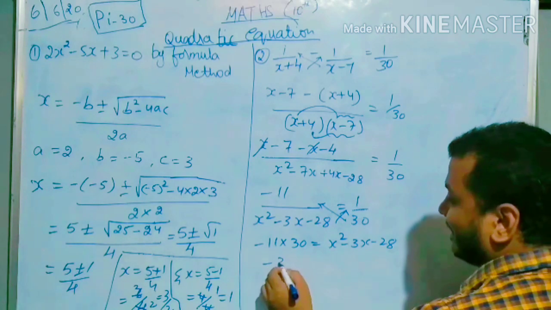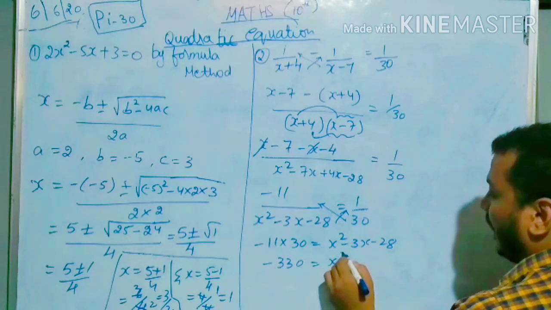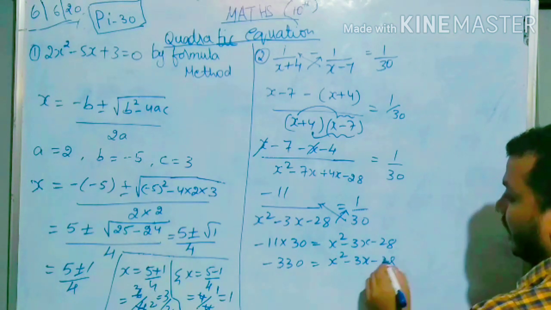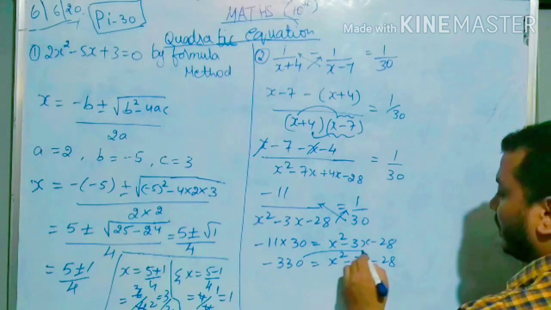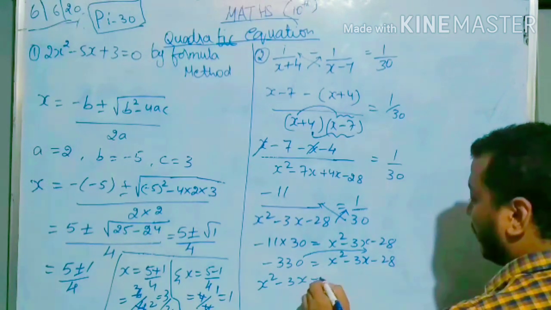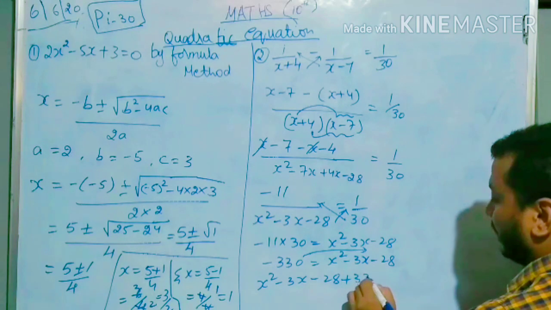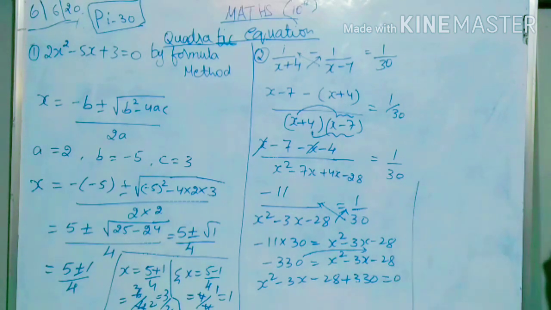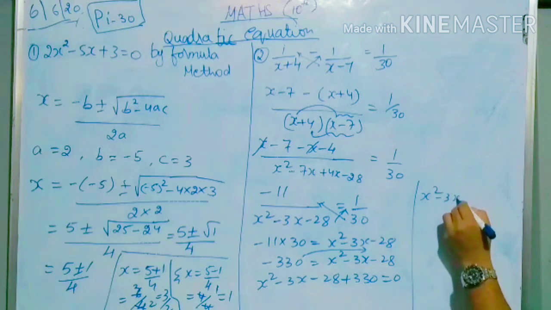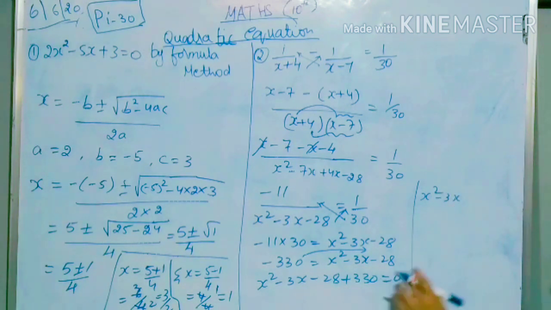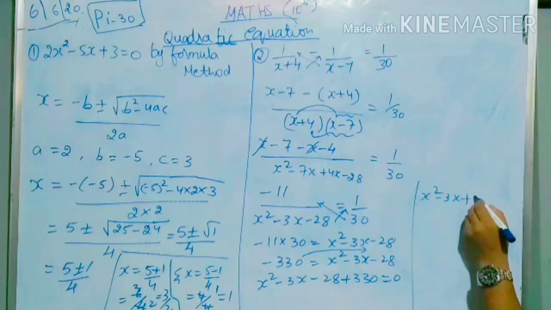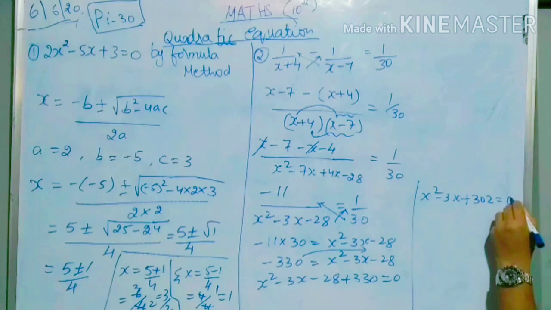Now this is nothing but minus 330 is equal to x square minus 3x minus 28. This is a minus, so I will bring to this side. So this will become x square minus 3x minus 28 and plus 330 is equal to 0. Now we can take this one as x square minus 3x minus 28 and plus 330. So this is a greater number, so greater number sign. 330 minus 28 is nothing but 302 is equal to 0.